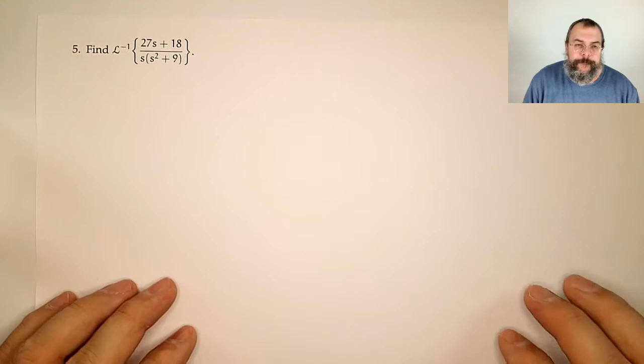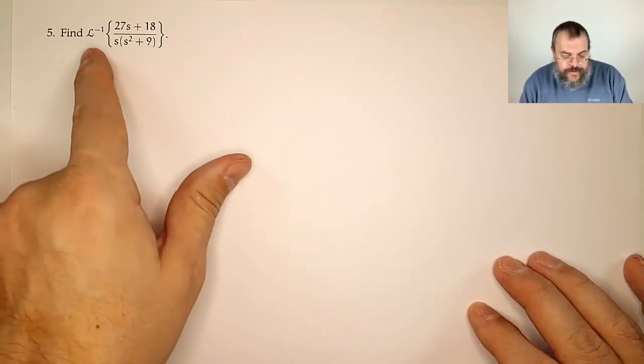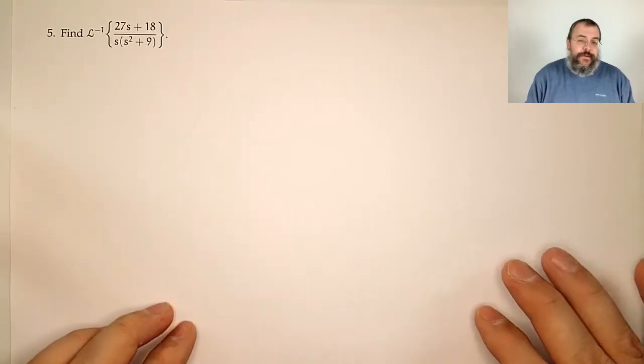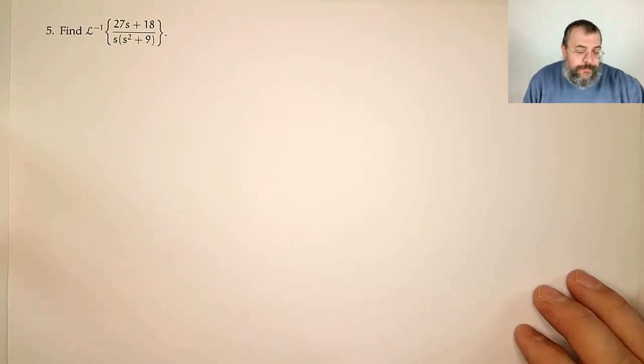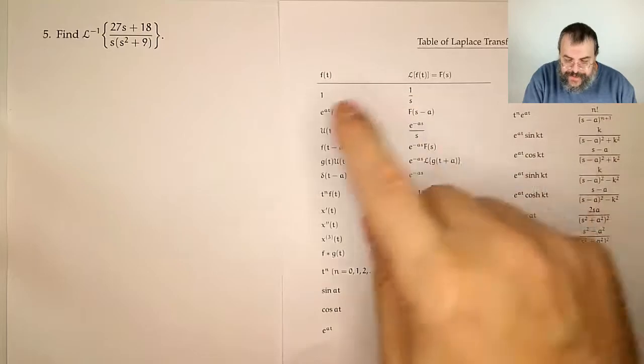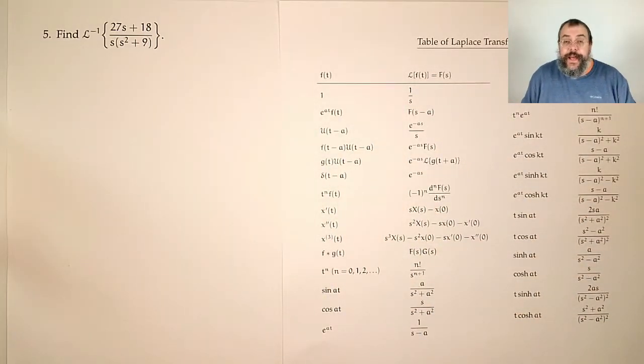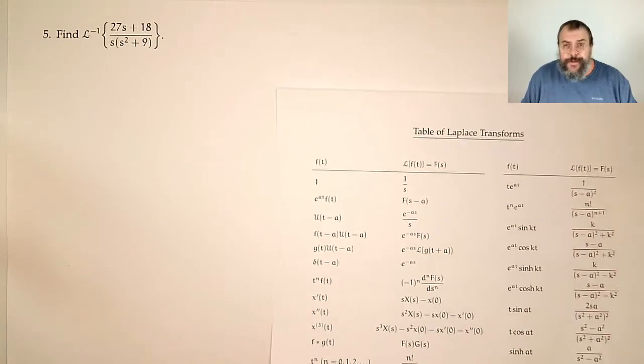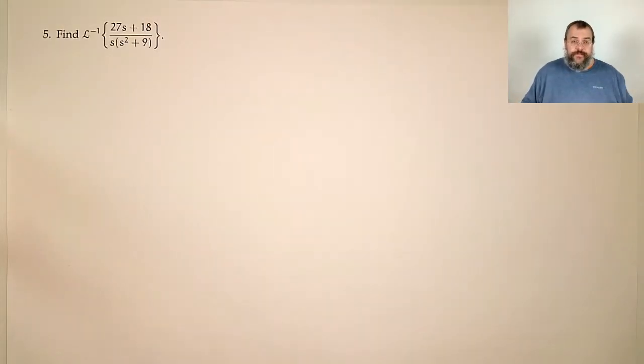Well, let's move on to number 5. And we see we're into our Laplace stuff. So we're like, mwahaha, we've got our table. And so we're going to be having that handy in case we need it, which we probably will need pretty soon. So, what do we have?